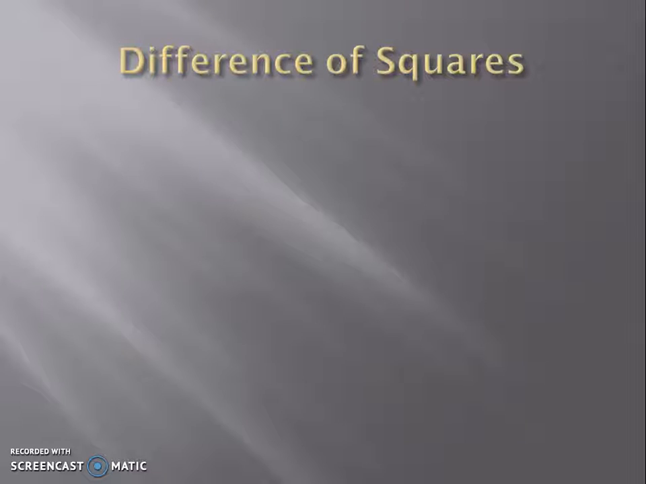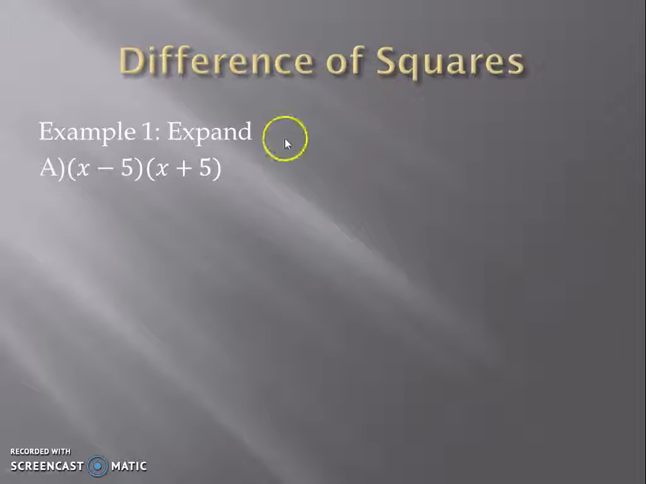So for the first one, we're going to be talking about difference of squares. And right now we're going to do our first example by expanding. For this one, it's very similar to the ones where we did binomials. And there should be a bell going off in your head saying, I know what we do: FOIL. You are absolutely correct. So it's x times positive 5, negative 5 times x, and negative 5 times 5.